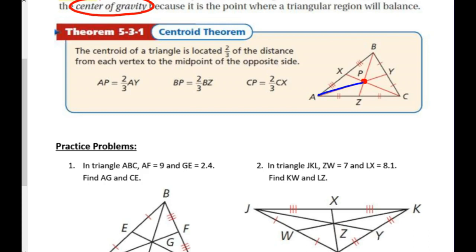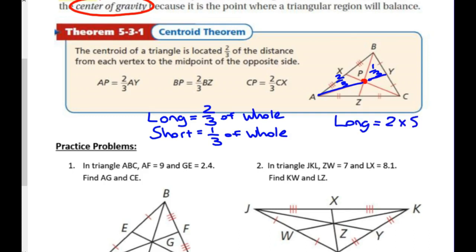Now, I'm going to be using some terminology to make this a little bit simpler. Whenever we're looking at these medians, there's a long section, a short section, and then there's the whole thing. Long, short, whole thing. 3 different parts. The long section, AP, is 2/3 of the way. The short section, PY, is 1/3 of the way. Jot these down: the long section equals 2/3 of the whole. The short one equals 1/3 of the whole.